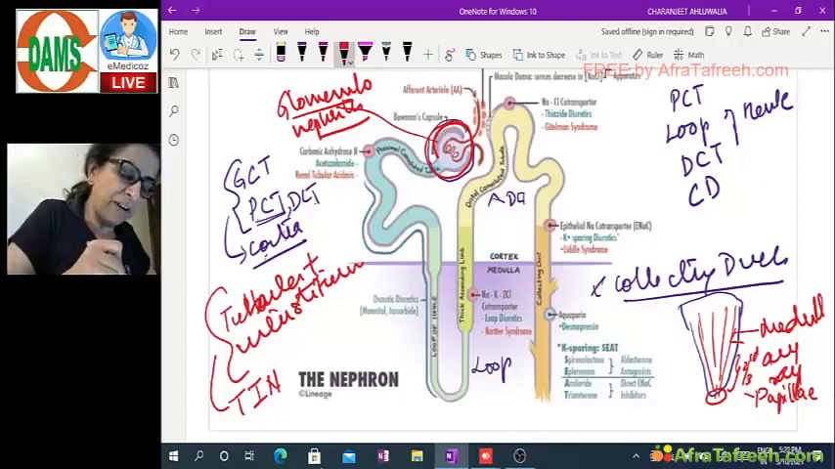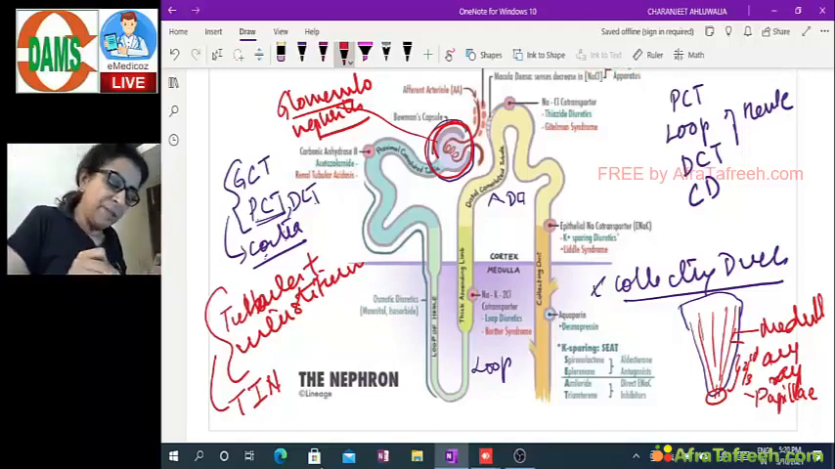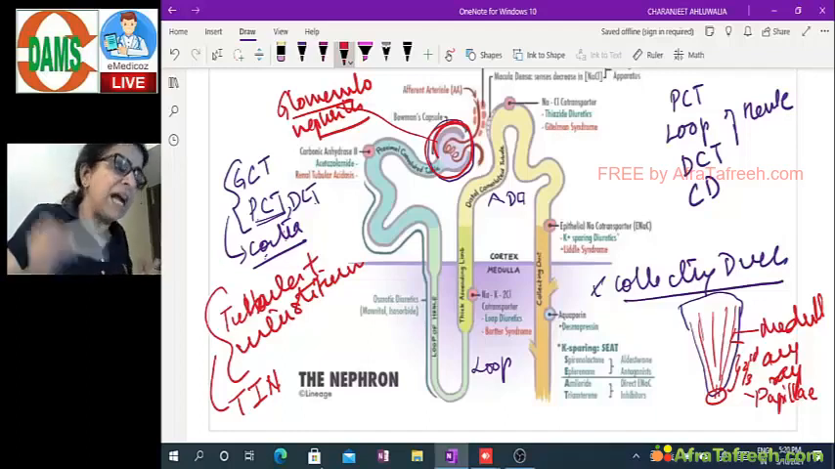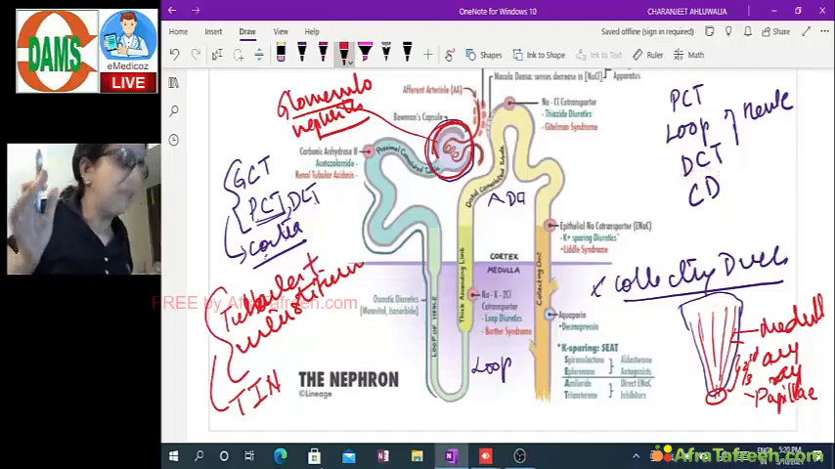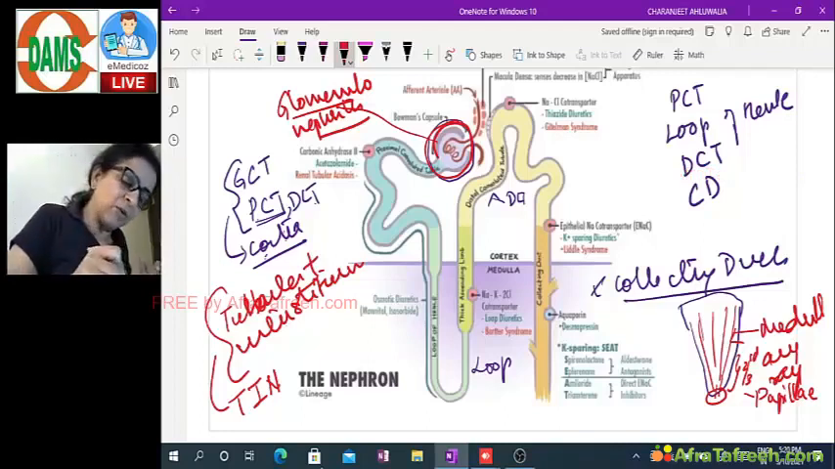So what is glomerulonephritis? Inflammation of the glomerulus is called glomerulonephritis. What is the inflammation of the tubules and the interstitium of the kidney called? That's called tubulointerstitial nephritis. Okay, now very important, let us look at this glomerulus.